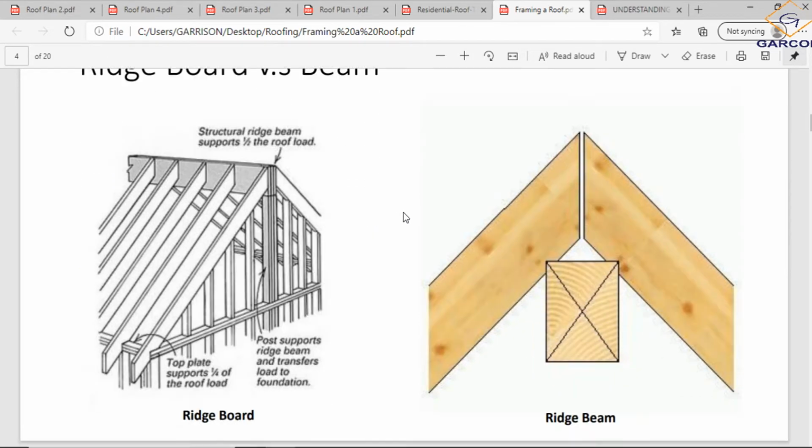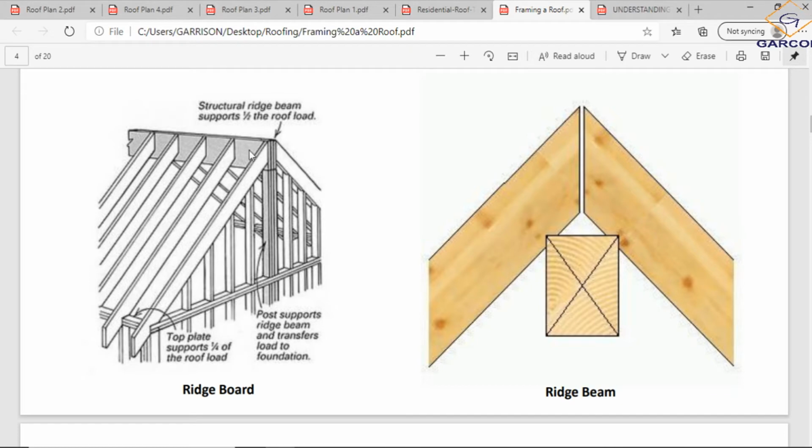Ridge board versus beam. So the ridge board is this, with the rafters going up perfectly on it. This is the roof we see almost every day. Now when you use a ridge beam, the rafters rest on top of it. When you use a ridge board, the rafters rest on the side of it.